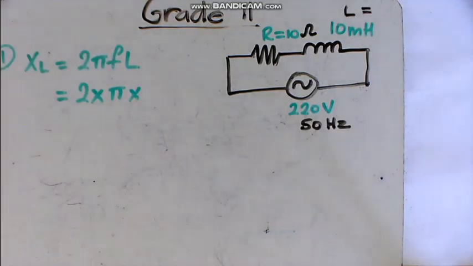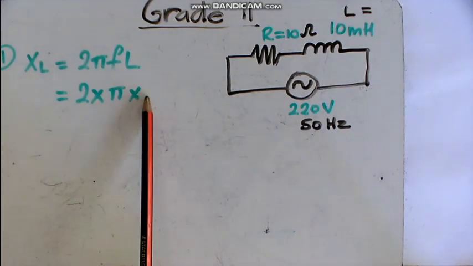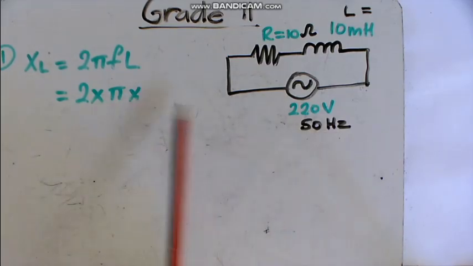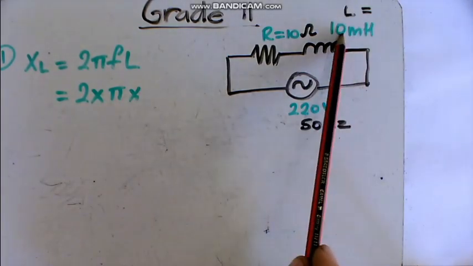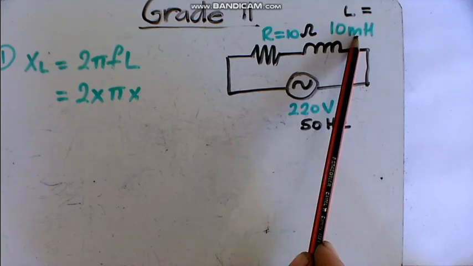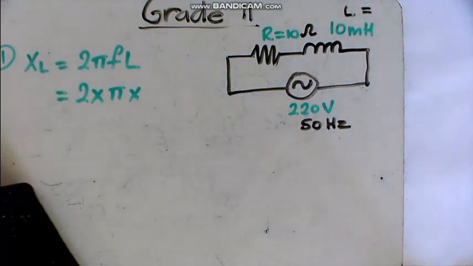Right, so we know to calculate the inductive reactance, we have to use the formula 2 pi FL. We substitute for frequency as F. So our frequency given is 50 Hz, we'll substitute it, and our inductor is 10 millihenry. Don't forget milli is times 10 to the minus 3.